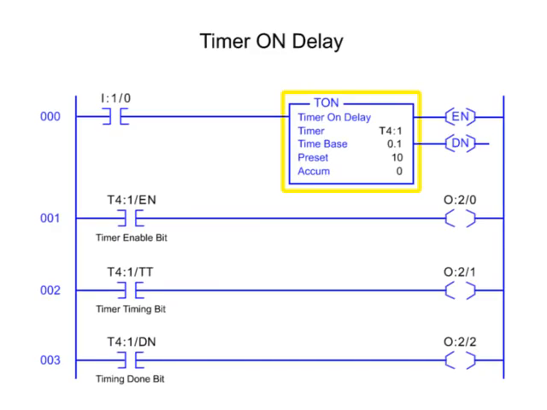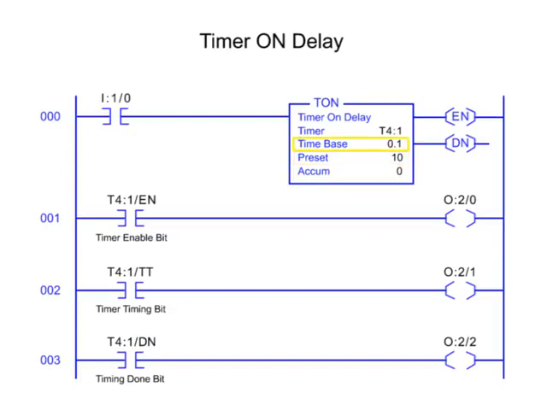The timer on delay instruction is used to turn an output on or off after the timer has been on for the preset time interval. The timer requires user input data that consists of a preset value and a time base.